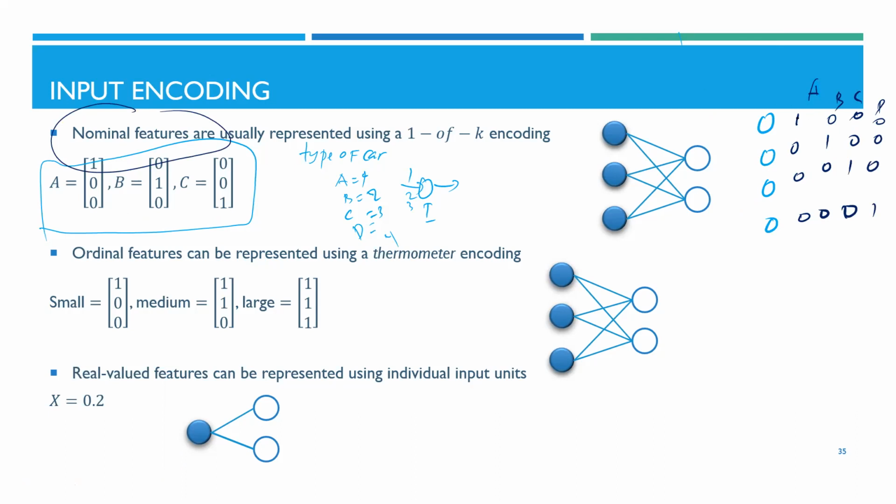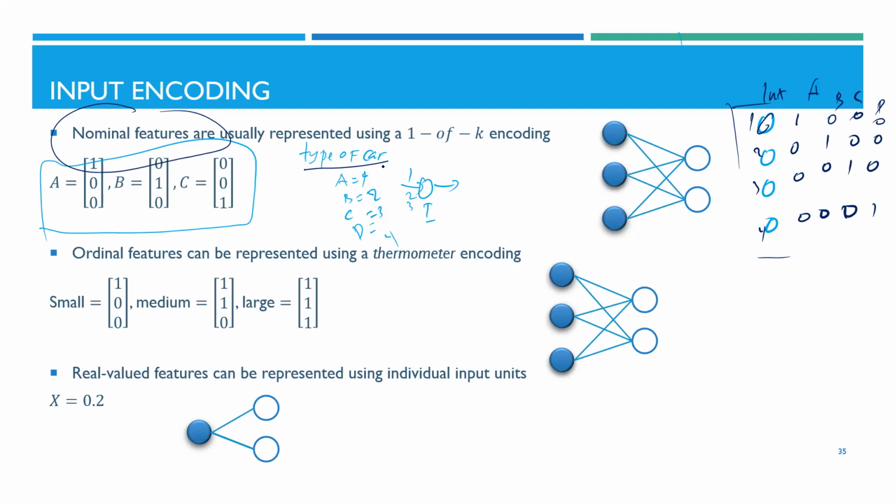Okay, and so each of these becomes one node. So this is the input layer, node 1, node 2, 3, 4. Don't forget, these 4 nodes are only for one attribute, which is the type of car.